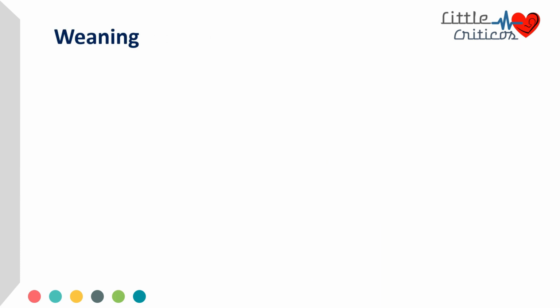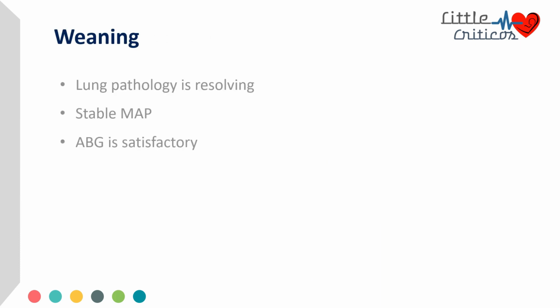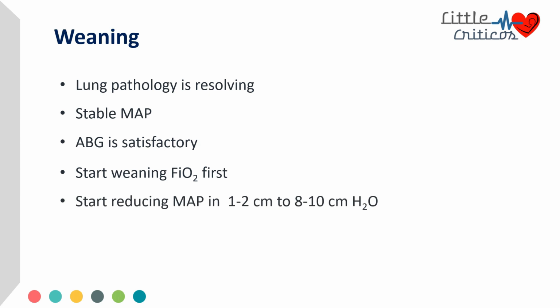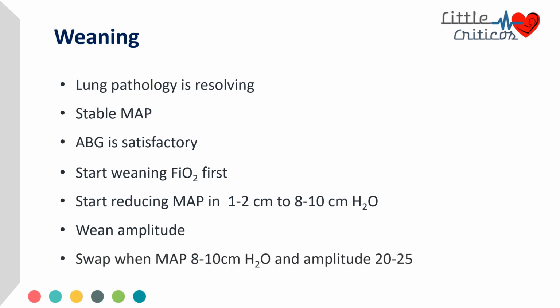Weaning from HFOV is considered when the lung pathology is resolving, we have achieved a stable mean airway pressure, and blood gas analysis is satisfactory. One should start weaning the FiO2 first. Start reducing MAP in sequences of 1 to 2 centimeters to a MAP of 8 to 10 centimeters of water. Gradually wean the amplitude as well. Swap to conventional mode of ventilation when the MAP is 8 to 10 centimeters of water and amplitude is 20 to 25.